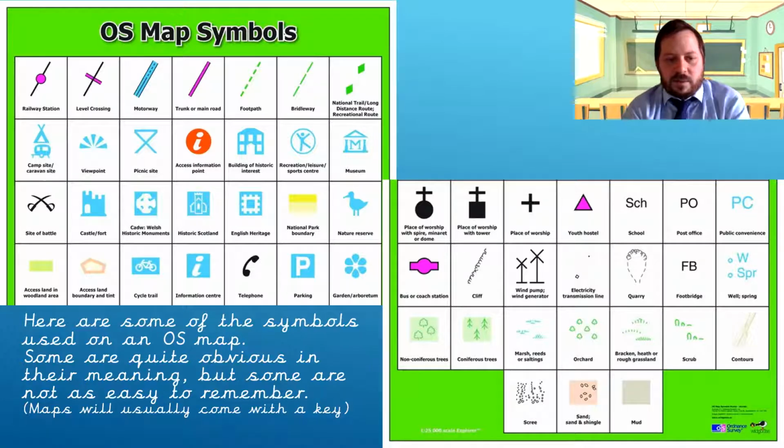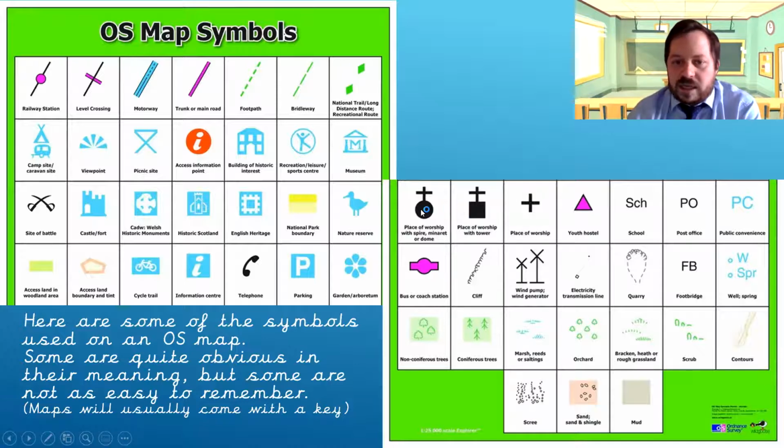So here are some of the symbols used on an OS map. Some are quite obvious in their meaning, whereas some aren't necessarily quite as easy to remember. And most maps will come with them. So the obvious ones being things like telephone or a church, a place of worship. Now, this is actually meaning place of worship, which means it could be anything. But you've got different ones. This says it's with a spire, minaret, or dome, and this one's with a tower. So slightly different. Cliffs, again, simple idea.